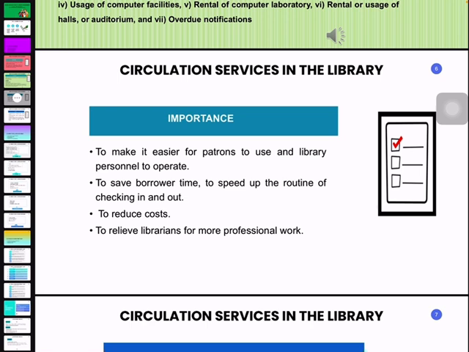And then to reduce cost, as well as to relieve librarians for more professional work. Sebab biasanya circulation service, return and borrowing ni is handled by the assistant librarian or library assistant. So professional librarians can focus on the other job.